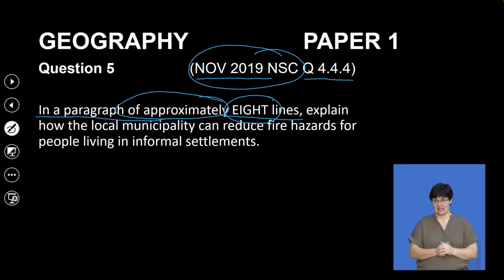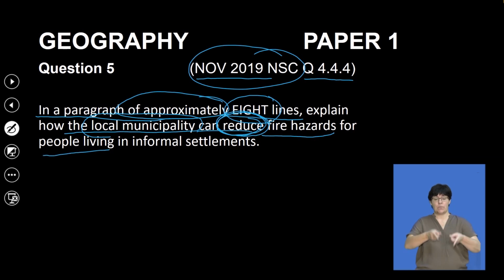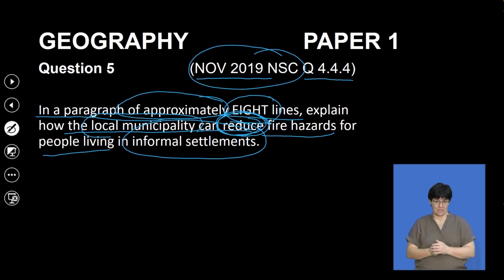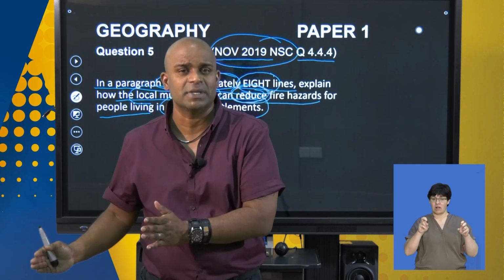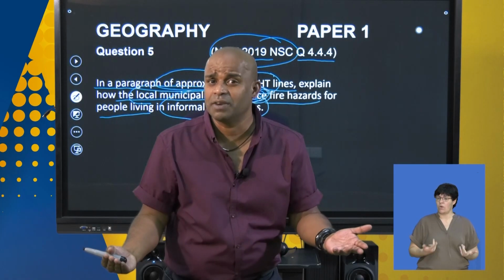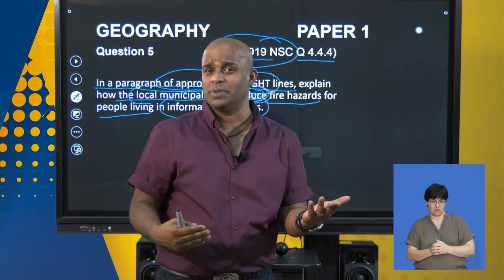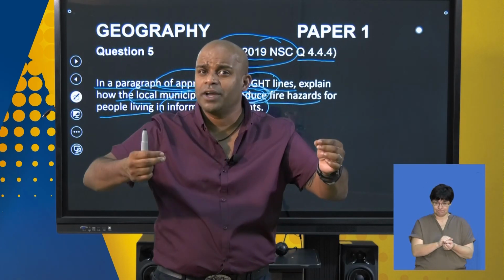In this particular example, we looked at how local municipalities can reduce, notice the operative word, reduce, fire hazards for people living in informal settlements. Again, we're dealing with settlement geography, and in this example the topic is informal settlements. And how does it consolidate itself? You would have done characteristics of informal settlements and the growth of informal settlements. Taking all this knowledge together, what is required of the question?